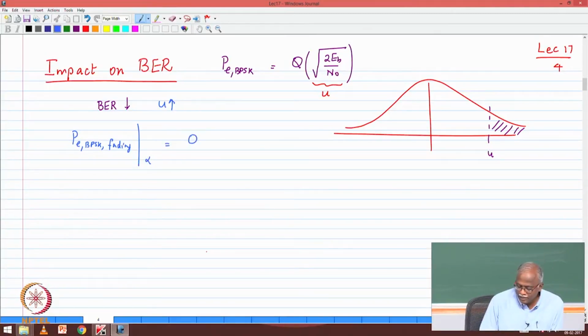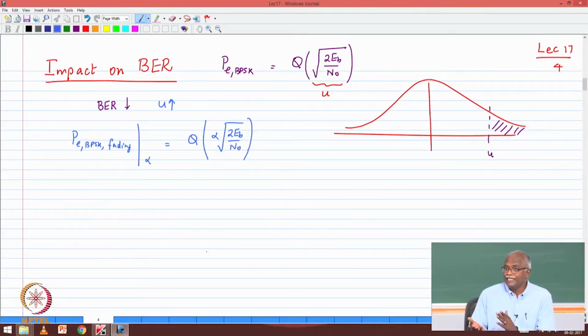We saw in the last class that this will be Q of alpha times the square root of 2 Eb by N naught. And alpha has a tendency to be greater than 1 or less than 1, but a higher probability of being less than 1. Which means that your new SNR is going to shift to the left, so this would be alpha times U, which would shift it and make your probability of error worse.